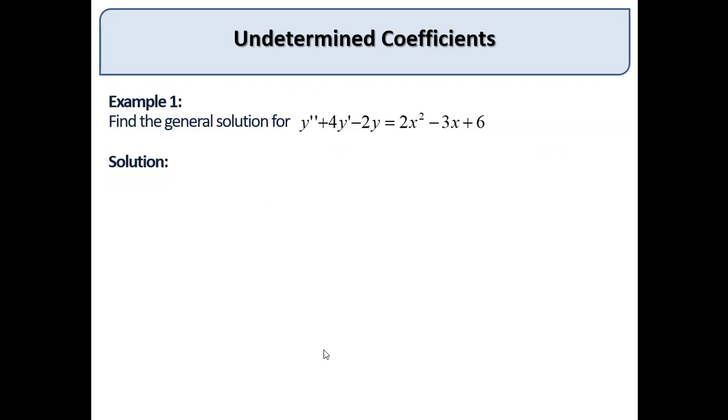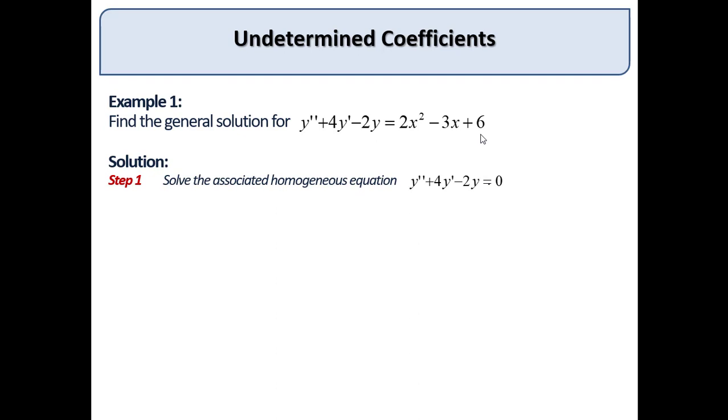Okay, let us look into an example to illustrate the solution technique for undetermined coefficients using the superposition approach. Let us look into the first example where we have y double prime plus 4y prime minus 2y equal to 2x squared minus 3x plus 6. So we notice that our g(x) is a polynomial function here.